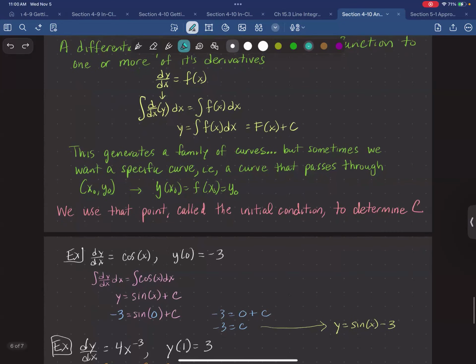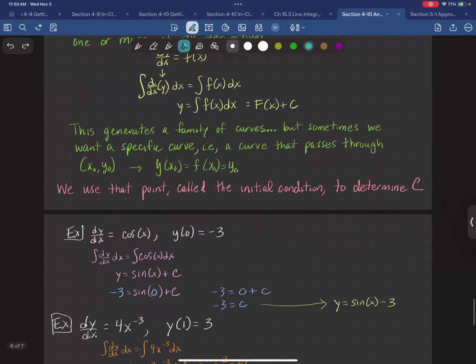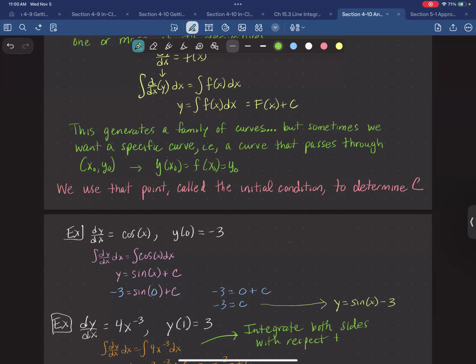Let's take a look at another one. Let's do dy/dx equals 4x to the -3, and when x equals 1, y equals 3. So we integrate both sides with respect to x. That's the terminology we're going to be learning. Integrate both sides with respect to x.